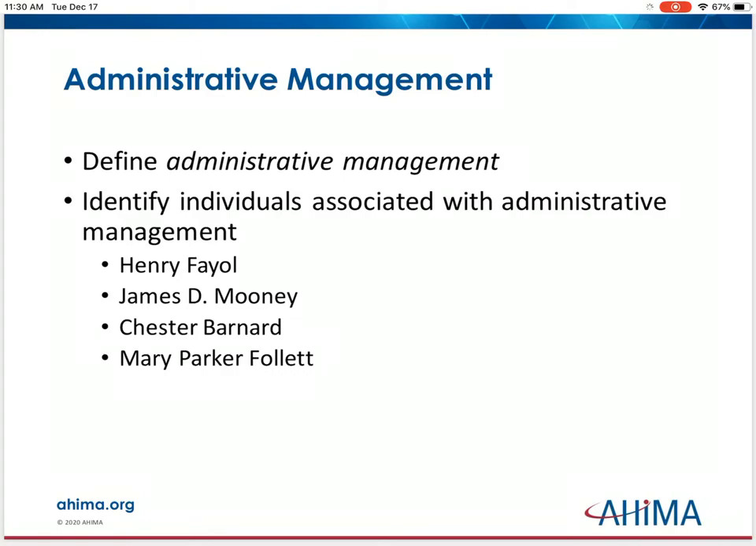So our first administrative management theorist is Henri Fayol. His theory focuses on 14 principles of management. He identified 5 key managerial functions. So we have forecasting and planning, organization, commanding, coordinating, and controlling the work of the organization. And we're going to talk more about those steps in chapter 2.